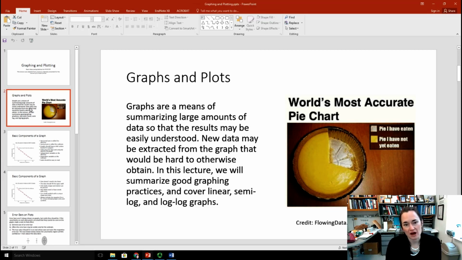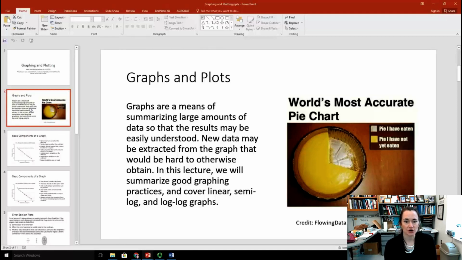When I speak of a graph or a plot, graphs are means of summarizing large amounts of data so that the results can be easily understood. And then sometimes from that graph you can get new data or new ideas that would be hard to get otherwise. For example, if you need the slope of a graph, you can extract the slope from the data, and that might give you some new information.